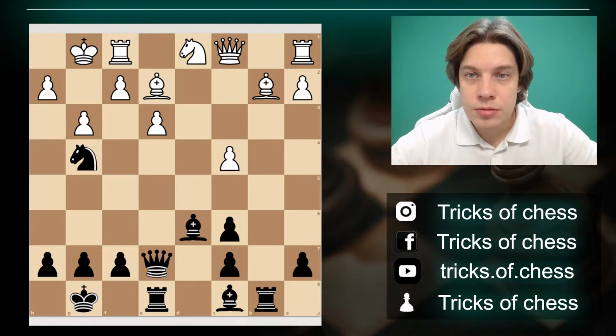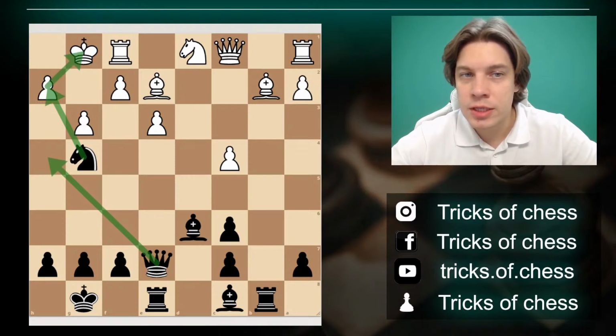Knight h2 with the idea of queen h4, king, let's say, goes back, and what then? How to continue?